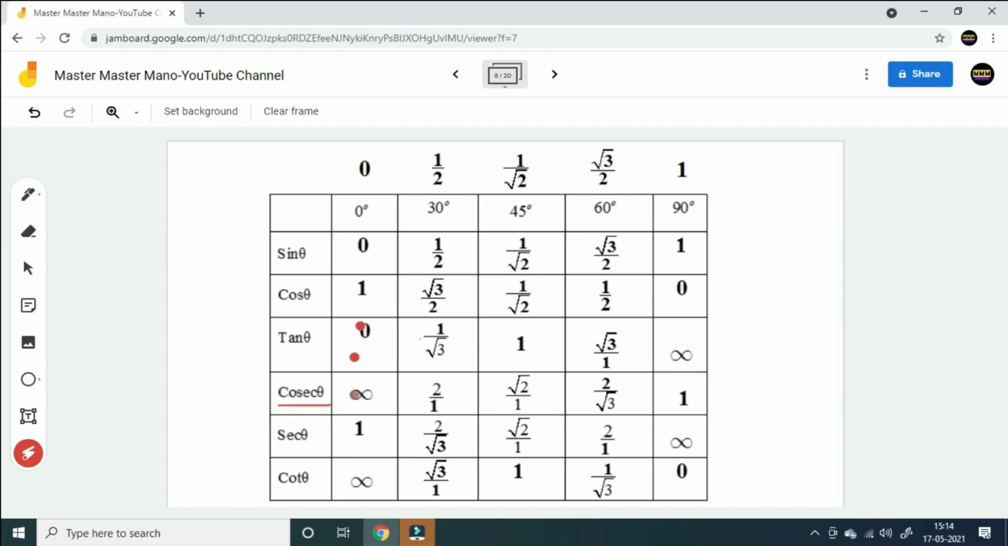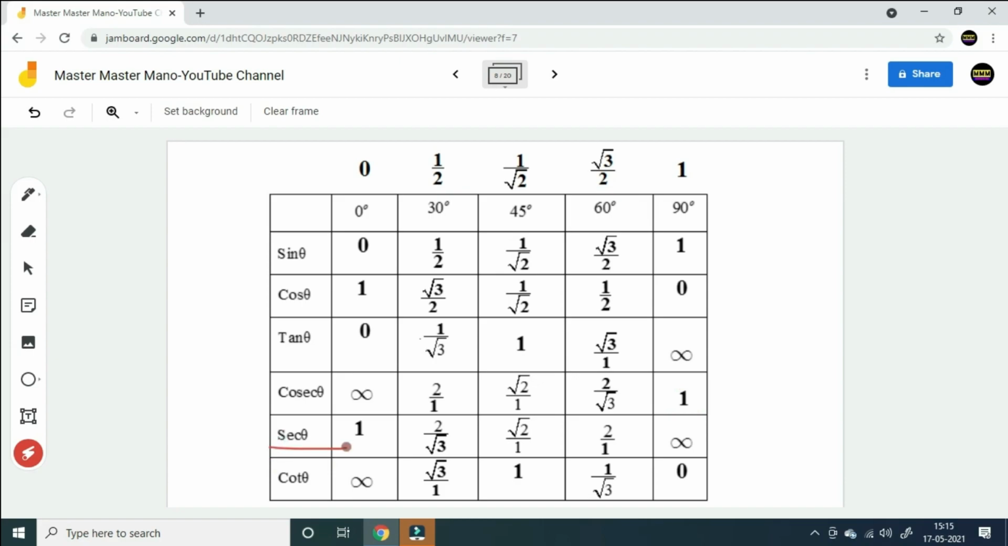For cosecant 0 degree, the value is infinity. For cosecant 30 degree, the value is 2 by 1. For cosecant 45 degree, the value is root 2 by 1. For cosecant 60 degree, the value is 2 by root 3. For cosecant 90 degree, the value is 1.